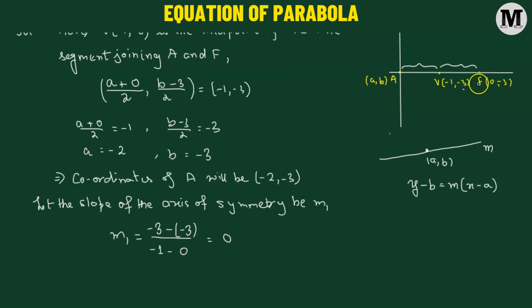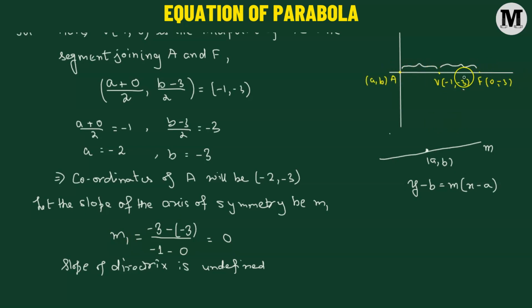That means the slope of the axis of symmetry line is 0. If the slope of the axis of symmetry line is 0, then what will be the slope of the directrix line, which is perpendicular to it? That means it is going to be undefined. So we can say that the slope of the directrix is going to be undefined. The reason why it is undefined is because our slope m1, which is the axis of symmetry line, is 0, it means that this is parallel to the x-axis.